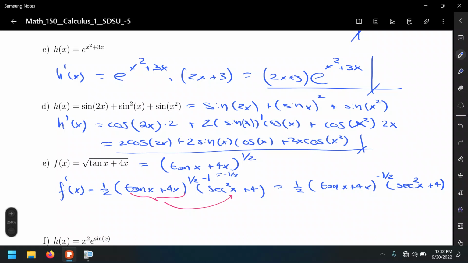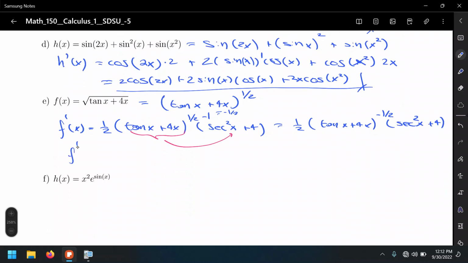So let's write the negative exponent in the denominator with a positive exponent. Do we agree that once we write this as a positive 1/2 power, it's the same as a radical? So let's go ahead and do that. That's 1 over 2 times tangent x plus 4x to the 1/2, times this factor secant squared x plus 4.